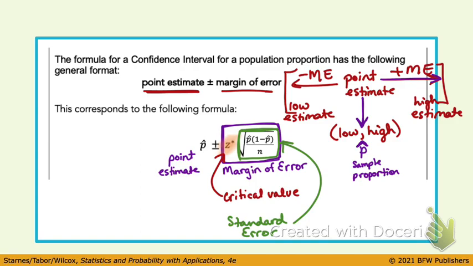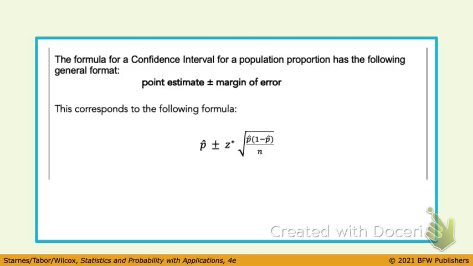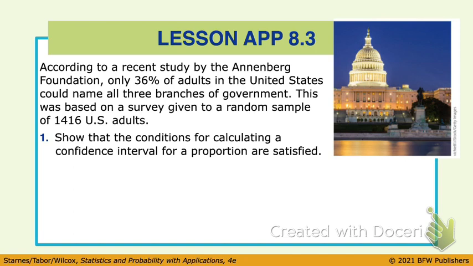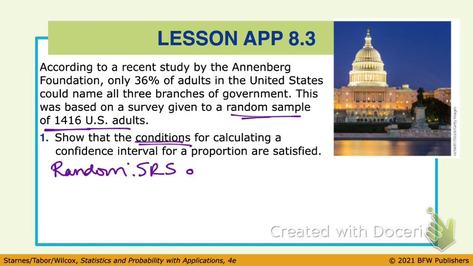All right, so let's look at this example real quick, and then you guys can work on your sapling. According to a recent study by the Annenberg Foundation, only 36% of adults in the United States could name all three branches of government. This was based on a survey given to a random sample of 1,416 U.S. adults. Show that the conditions for calculating the confidence interval are satisfied. So we need to check random. Obviously, we have an SRS of 1,416 U.S. adults, so that one works.